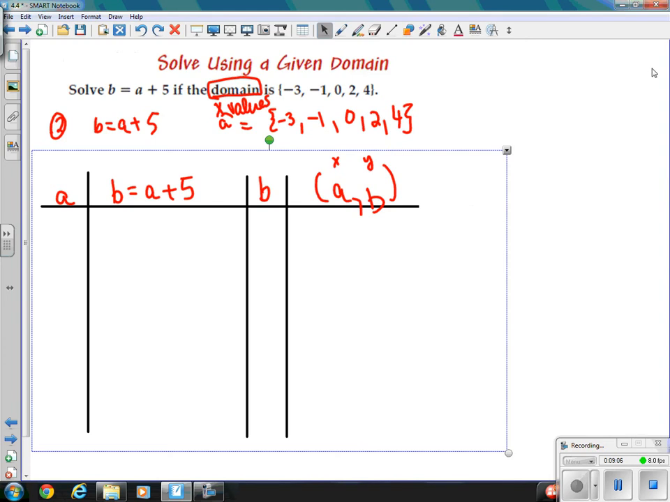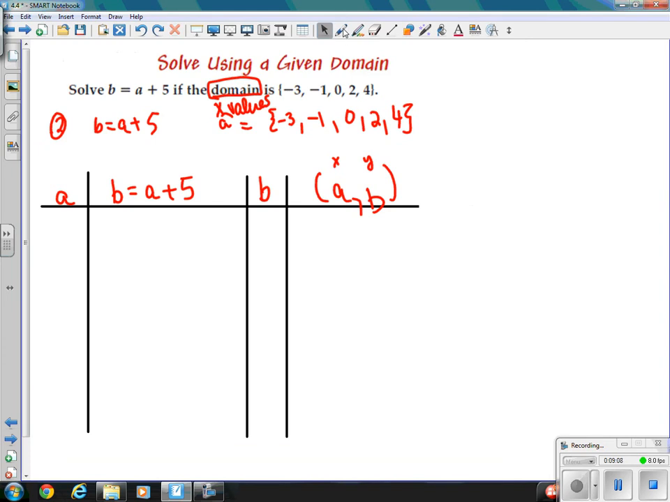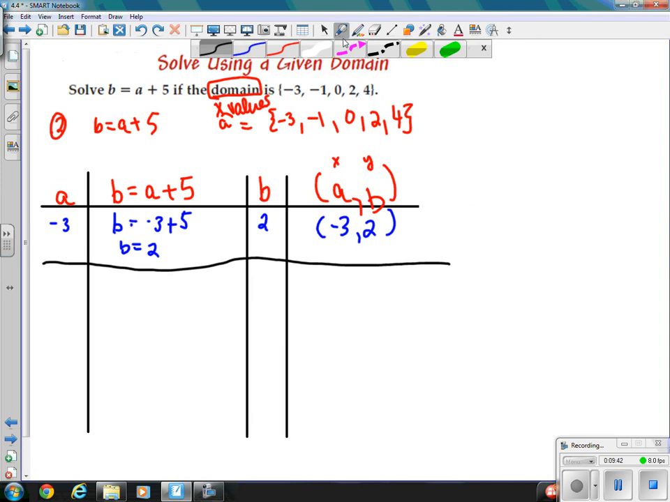Okay, now what we're going to do is we're just going to come and list out our a values. So our first a value is -3. I don't know b, I'm solving for b. So I'm going to say b equals, a is -3 plus 5. And b equals, -3 plus 5 is 2. So over here our b value is 2. In ordered pair AB, our a value is -3. Our b value is 2. And we're just going to come through and do this for each number of our domain.